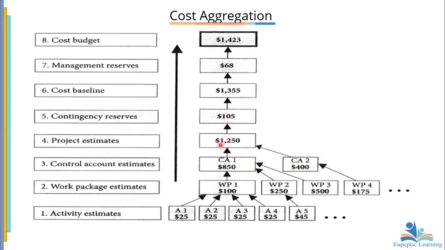Now, I said that the contingency reserve is always on top of the project estimate. So you see, we have put the contingency reserve on top. So we are saying that $105 is going to be set aside for risk or uncertainties that we are very familiar with. Now, when we add this to this one, that will take us to 1,355. That will tell us that the entire project will cost around 1,355, basically.